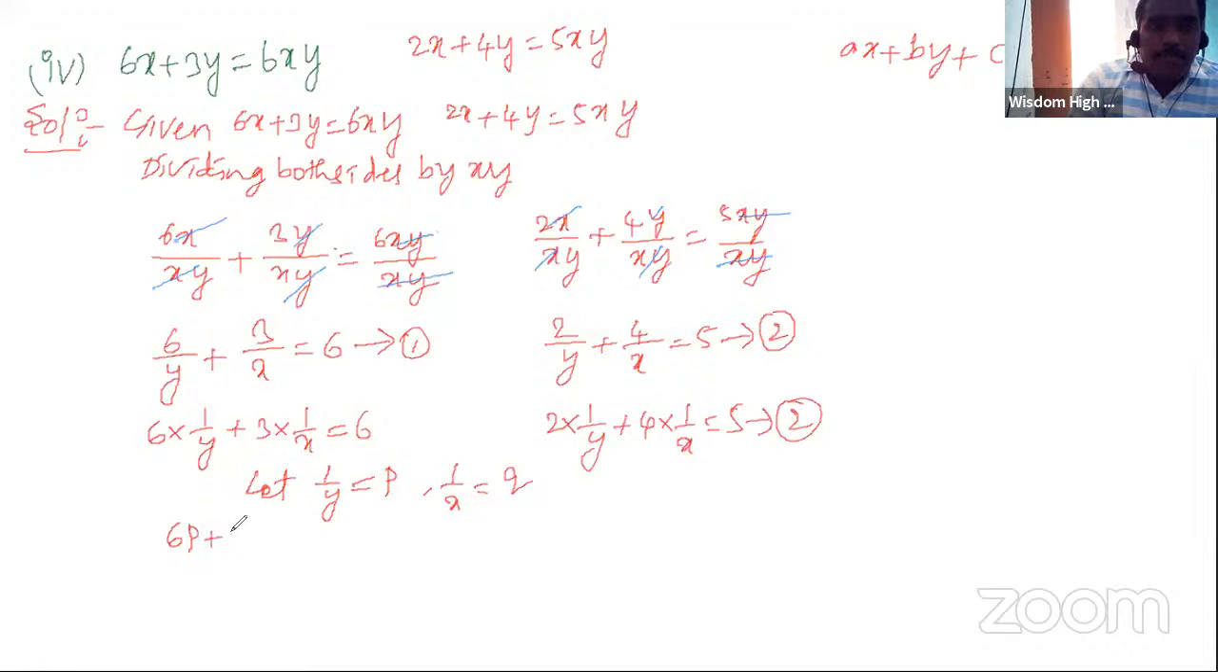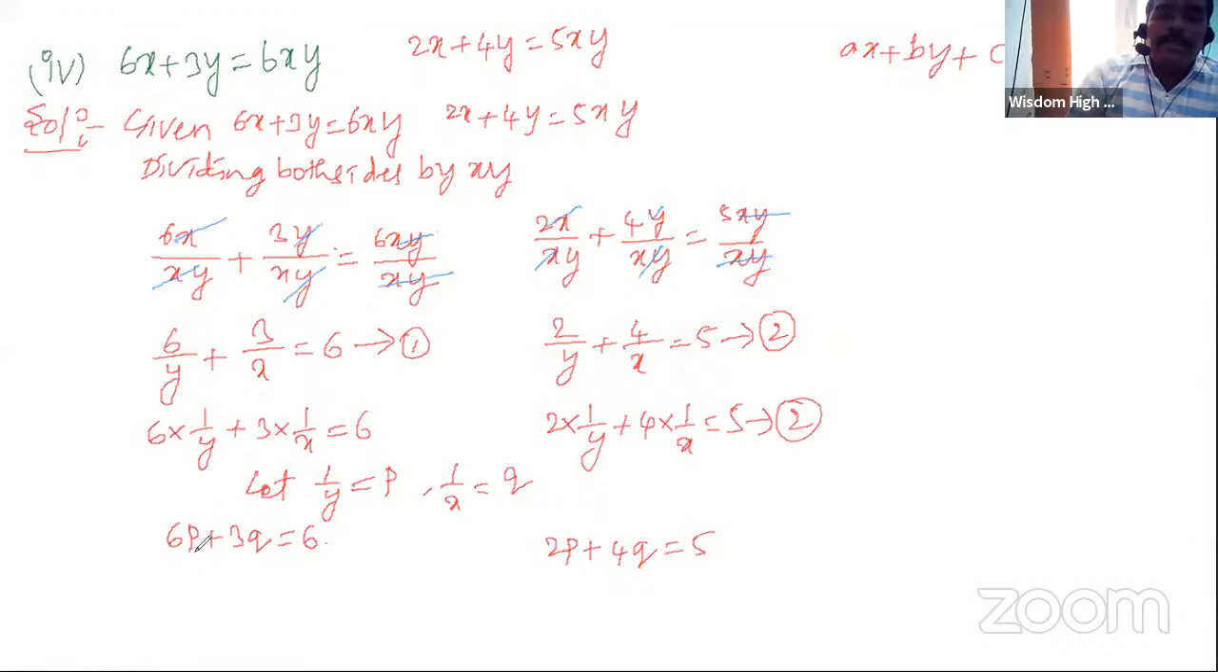6p plus 3q is equal to 6, and 2p plus 4q is equal to 5. This is how we are reducing the equations. This is the way to reduce the equations. Now, these equations can be solved by any one of the methods, substitution or elimination method. I already explained the elimination method, but once again I want to explain. Two equations are here. Generally we eliminate the first variable, but if you want to eliminate the second variable, also no problem.